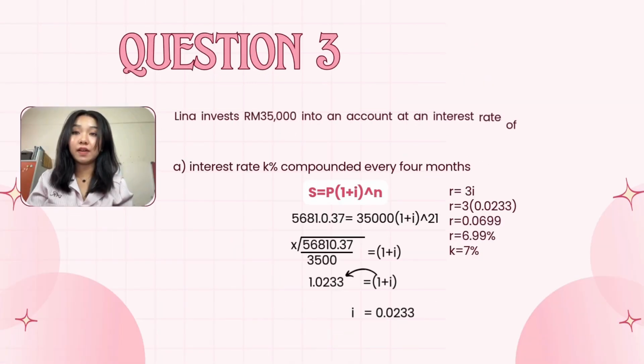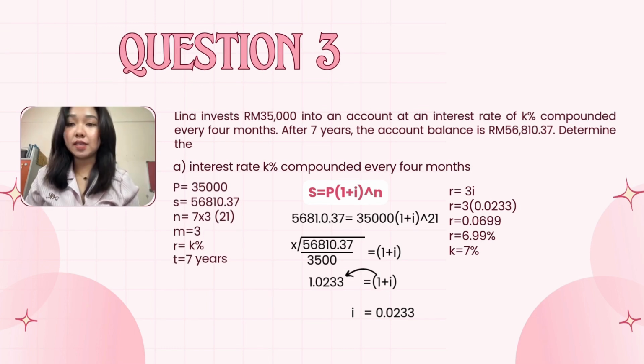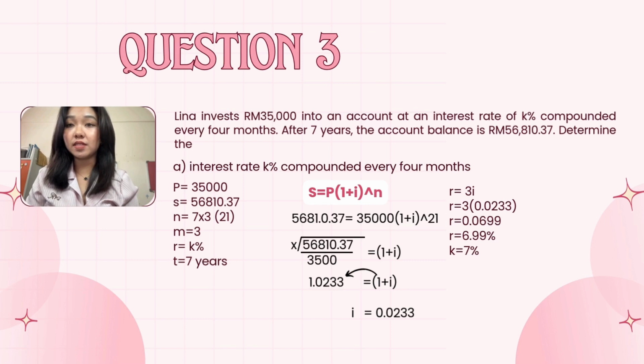Nina invests 35,000 into an account with an interest rate of K compounded every 4 months. After 7 years, the account balance is 56,810.37. Determine the interest rate K compounded every 4 months. So P is 35,000, S is 56,810.37. N is 7 multiplied by 3 equals 21, M is 3, R is K.